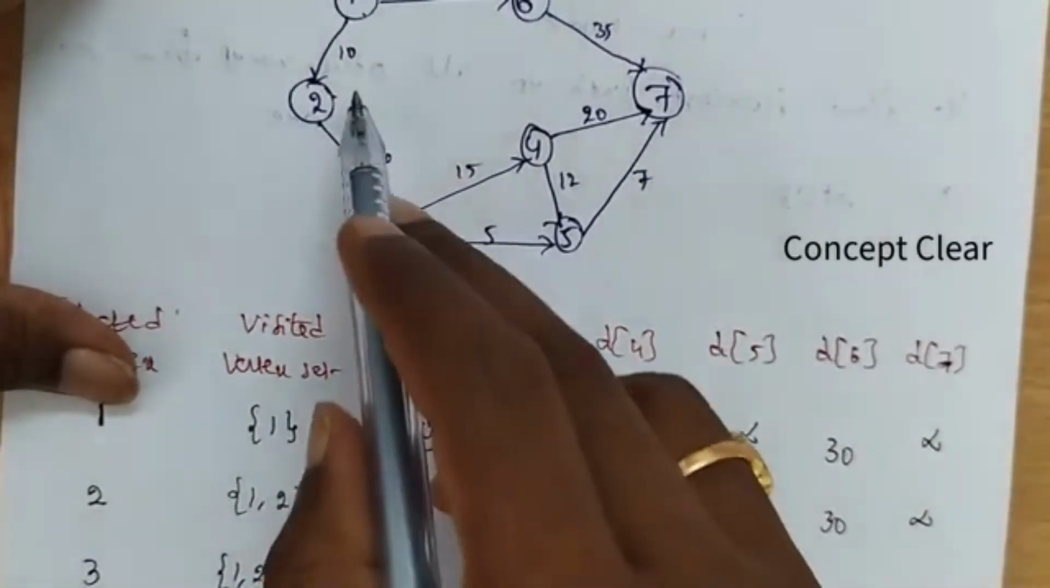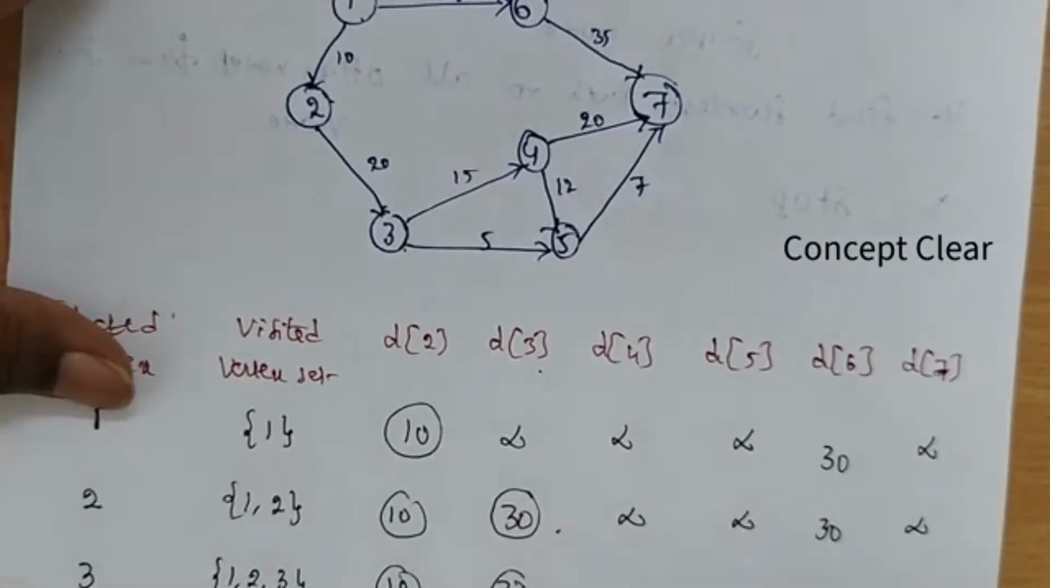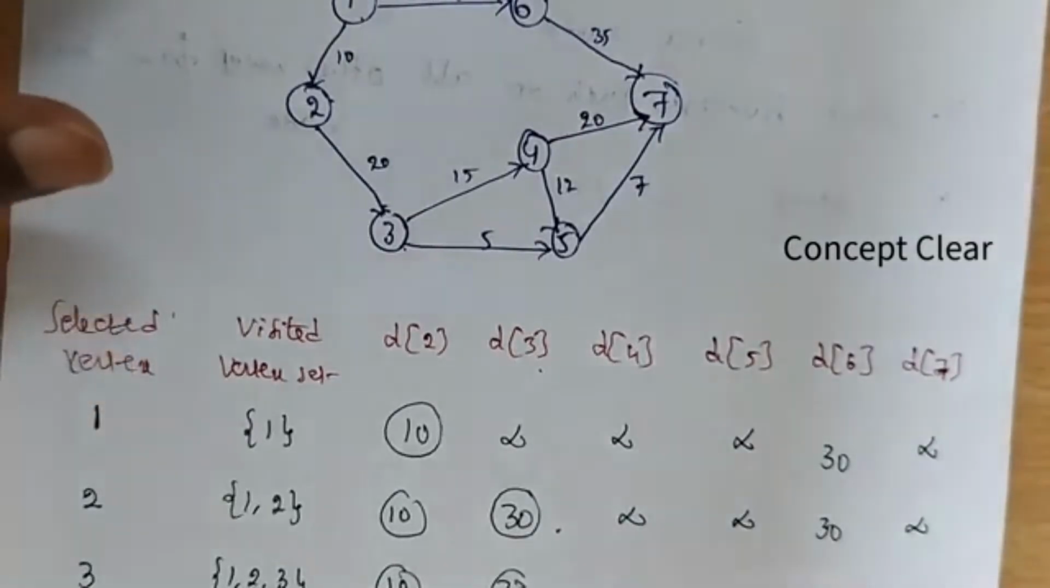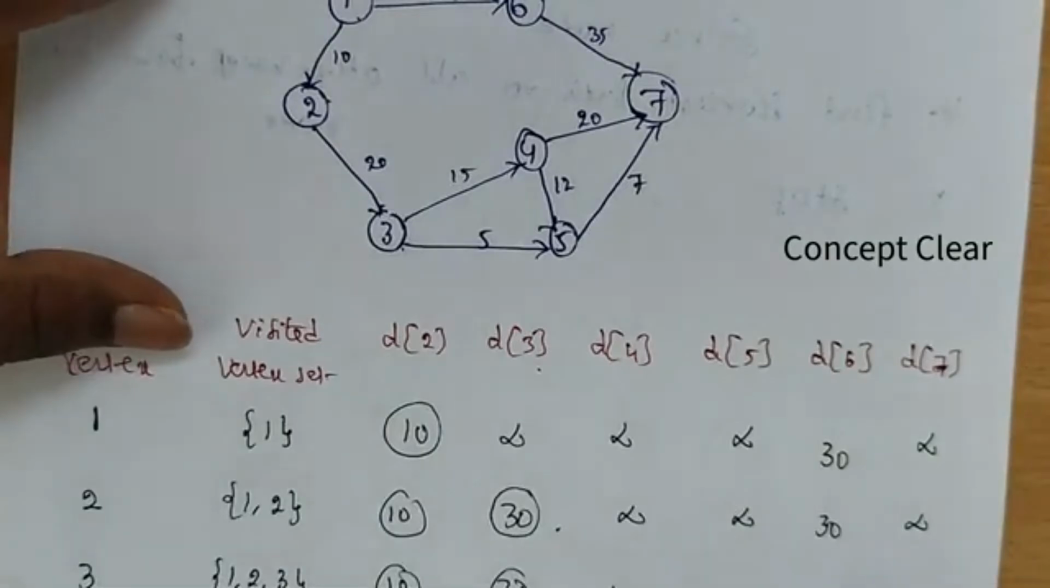And 3 to 5: 10, 20 and 5. That cost is 35. And already the sixth one is 30 and the last one is infinity. So among these three, which one is the least value? The least value is 30. So we are selecting the sixth node.